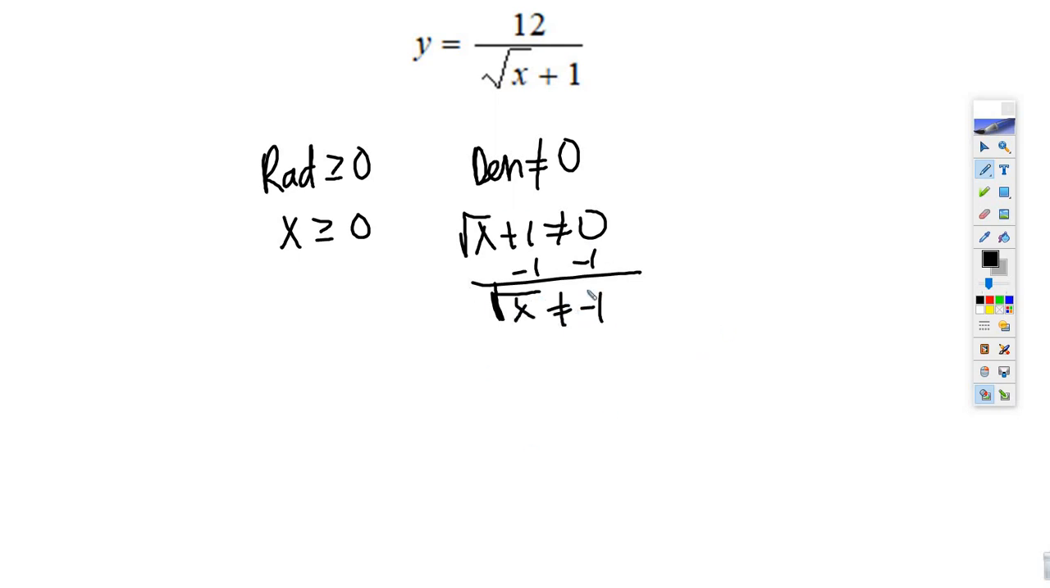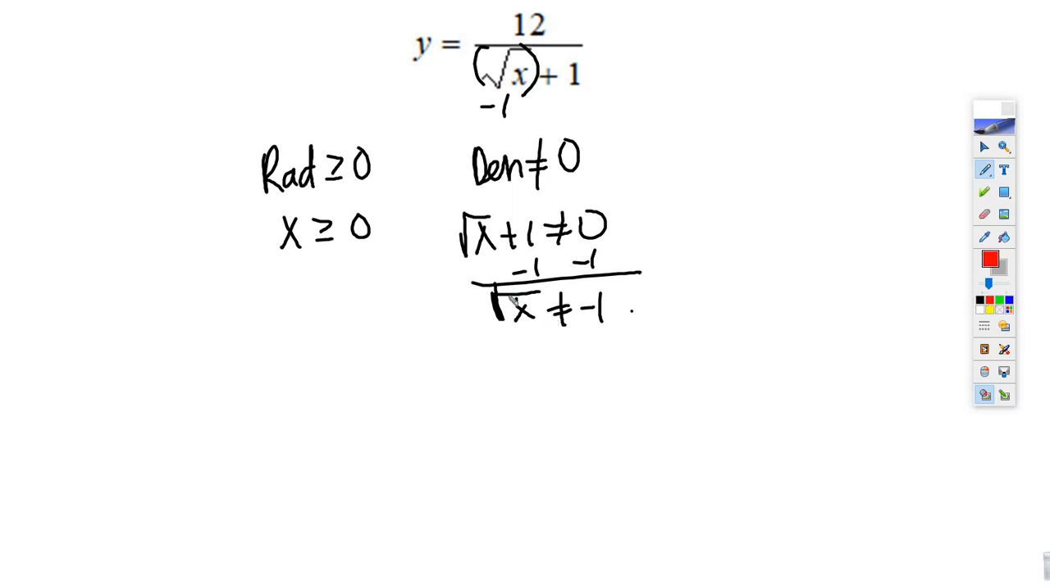Now, oftentimes I try and stop here because this is not a logical statement. In order for my denominator to be 0, this quantity would have to be equal to negative 1. That's what this says. Okay, so the square root of x cannot be negative 1. Well, the square root of x can never be negative 1. The square root of x has to be a positive number or an imaginary number, but it can't be negative 1. Okay, but let's just say you didn't catch that.